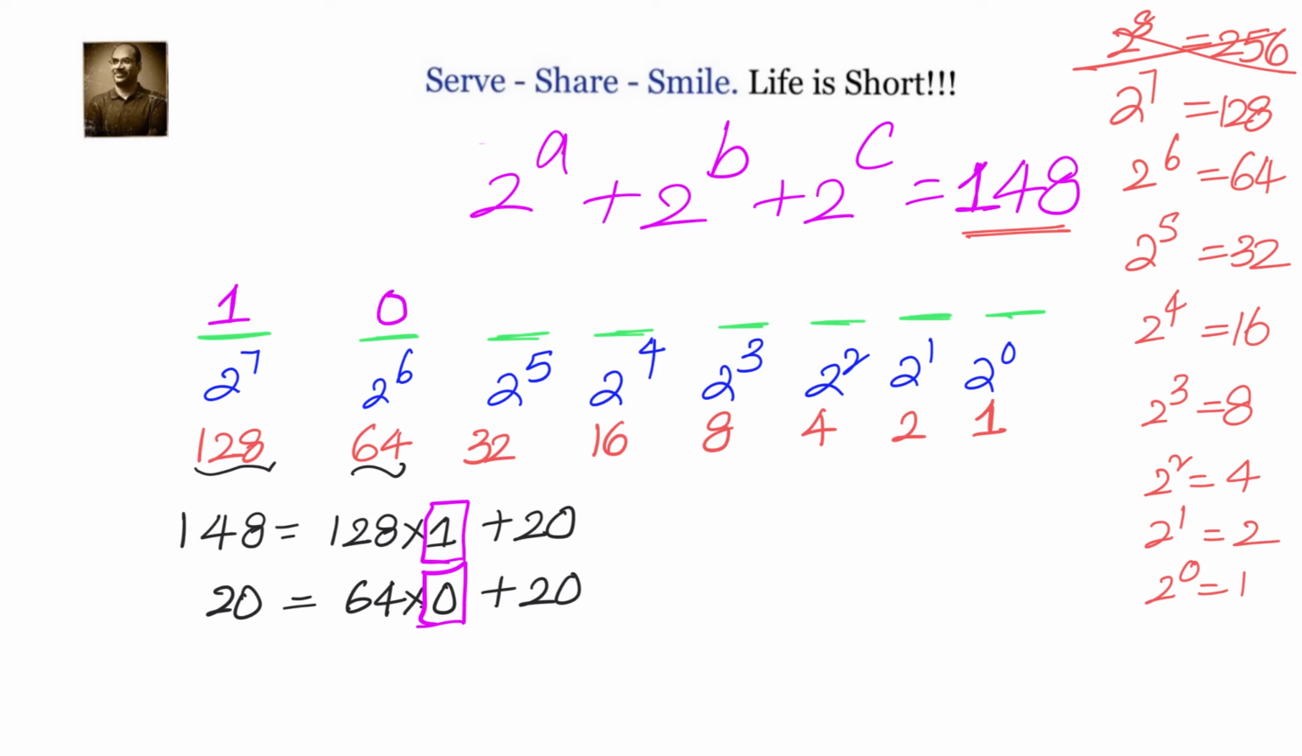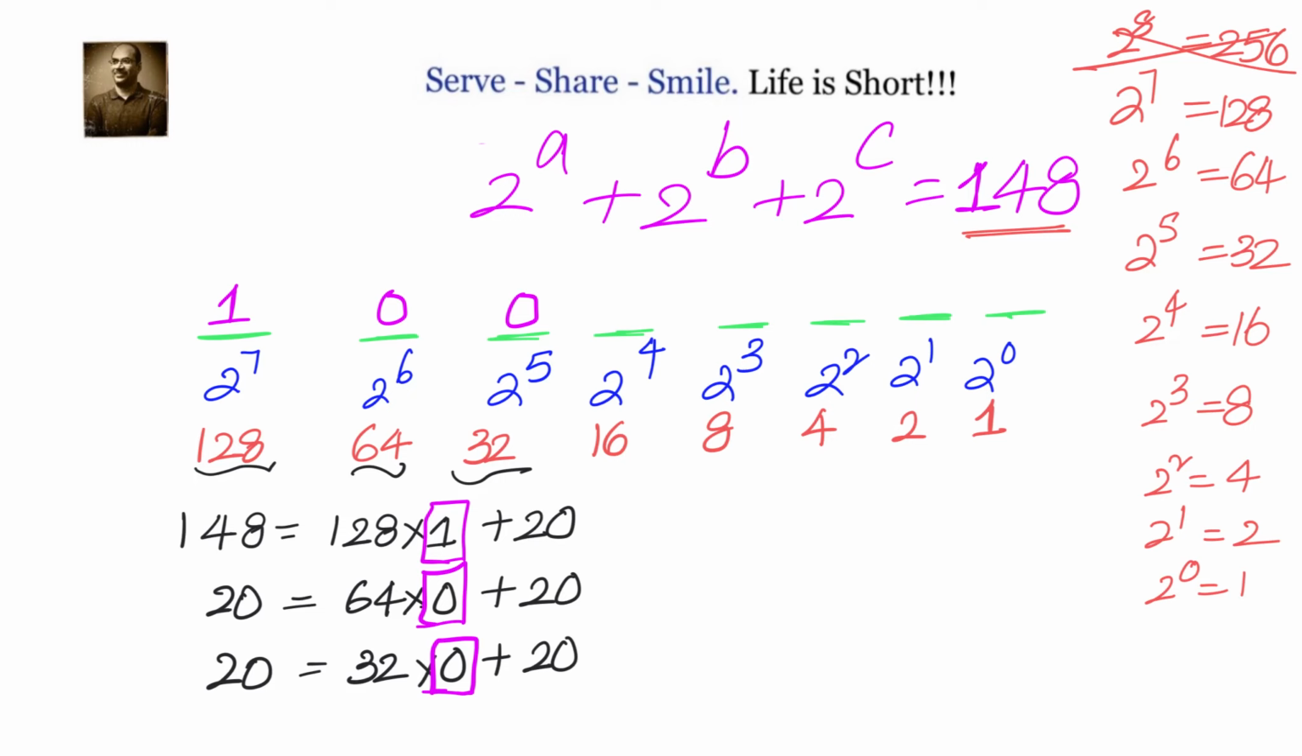Let's take the 20 now, go to the next, 2 power 5, that is 32. 32 into, again the same, 0 plus 20, because 20 is less than 32. Again we got one more 0. Now let's go to the next, maybe next time we will find some value. Next we have 2 power 4, 16, which is less than 20.